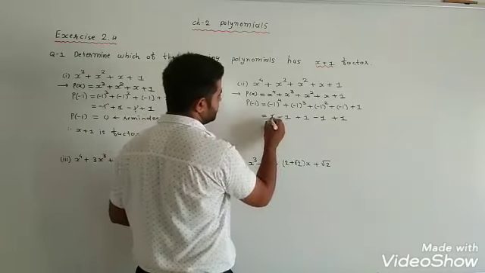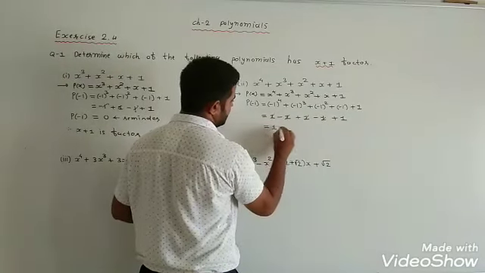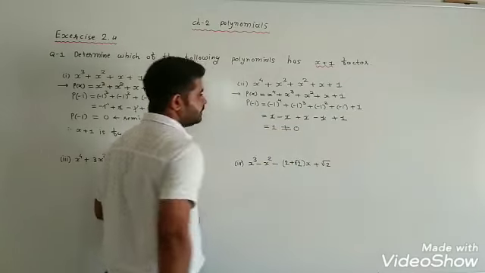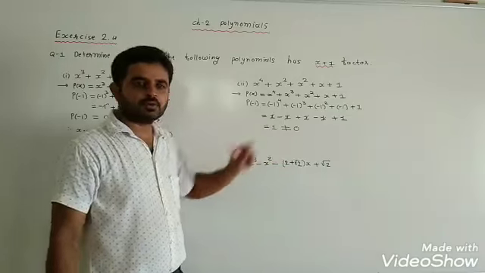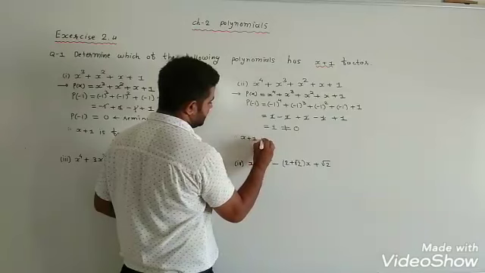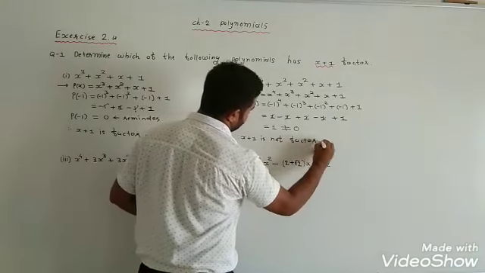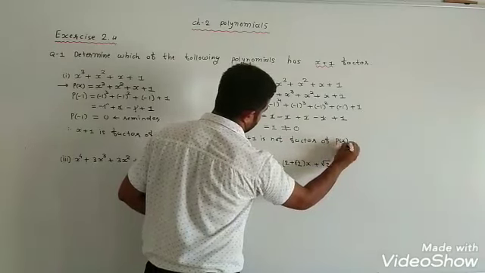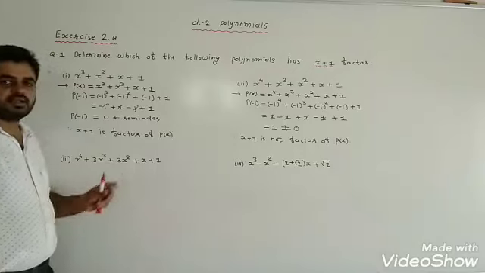Okay, so this and this cancel, this and this cancel. The answer is 1, which is not equal to 0. Here the remainder is not equal to 0. So we can say that x plus 1 is not a factor of p of x. In a similar way, we can calculate question number 3 and 4.